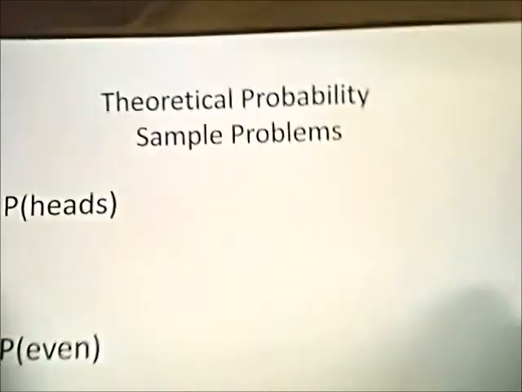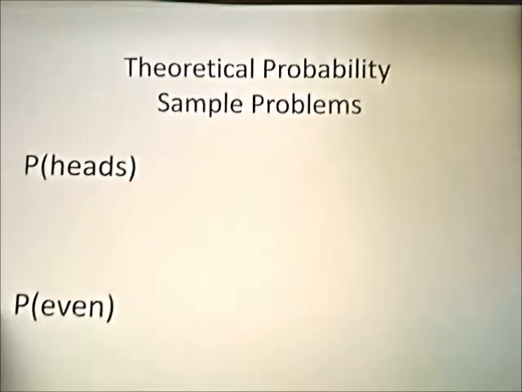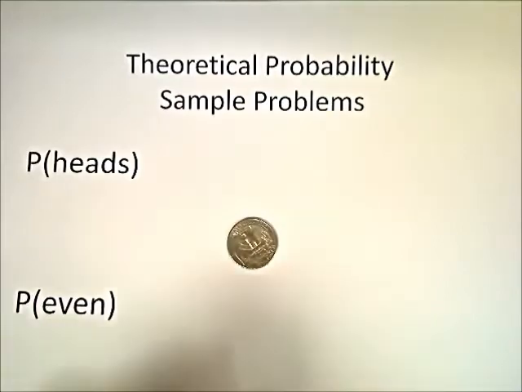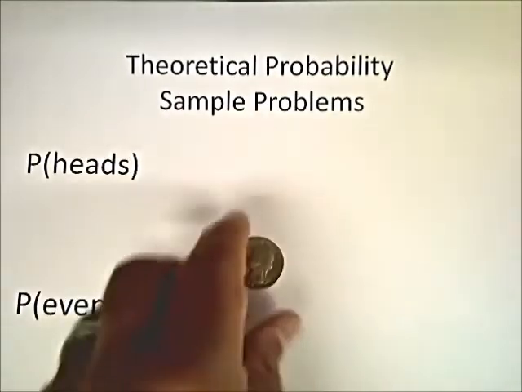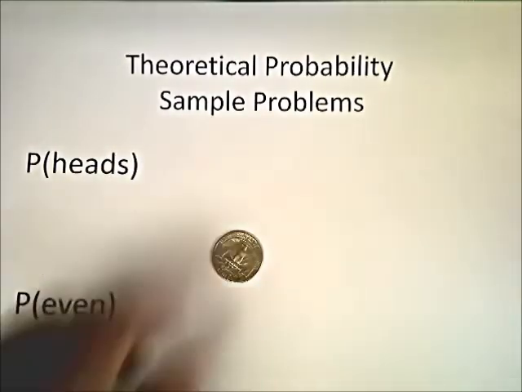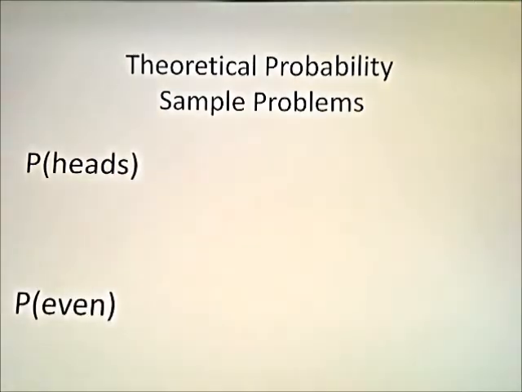Theoretical probability, let's look at some sample problems with theoretical probability. The P(heads) means, what is the likelihood of flipping a coin just exactly like this that would have a tails and would have a heads? So what would be the likelihood of flipping a coin and it landing on heads? We know that a coin has two sides. It has a heads side and it has a tails side. So the total number of possible outcomes is what? It would be two, because it either has to land on heads or it has to land on tails.